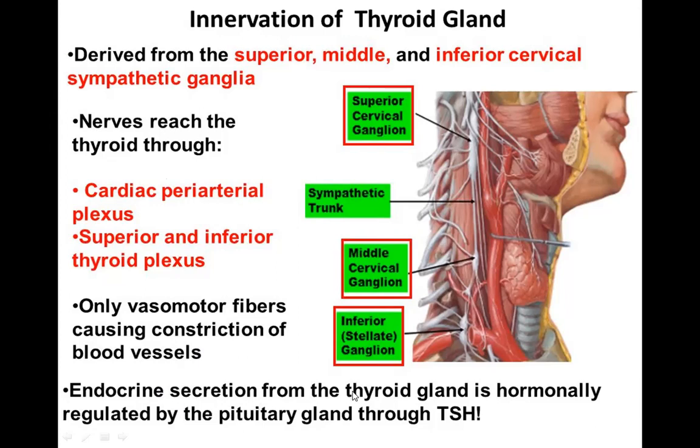Endocrine secretion from the thyroid gland is hormonally regulated by the pituitary gland through the TSH. So, sympathetic innervation of the thyroid gland is derived from the superior, middle, and the inferior cervical sympathetic ganglia. Here you can see these three ganglia of the sympathetic trunk.